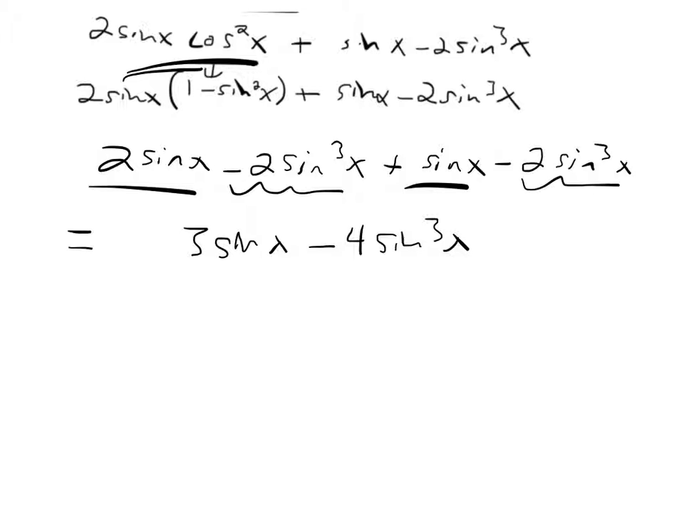Please keep in mind that at the very start of the problem, I was manipulating and I was trying to figure out what sine of 3x was equal to. And so the sine of 3x is equal to 3 sine x minus 4 sine cubed x.